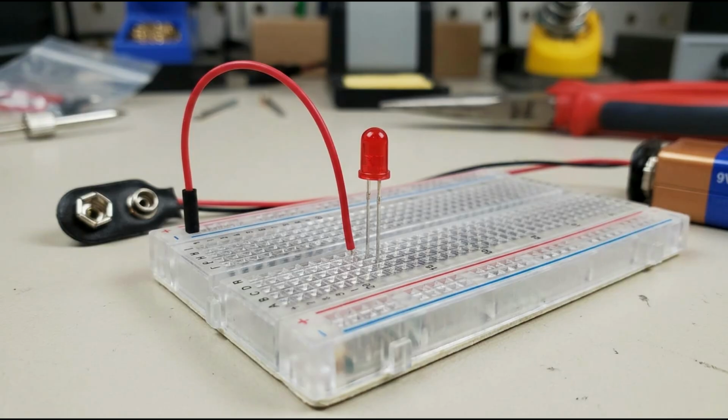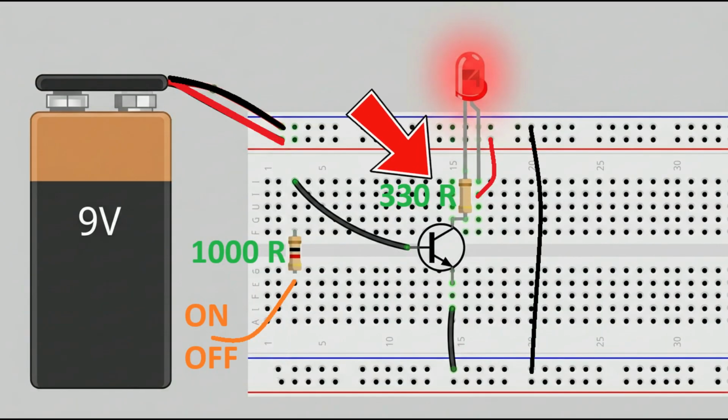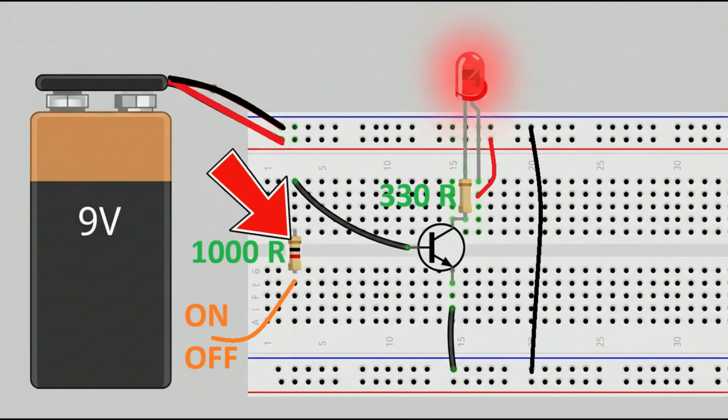Step 1. Connect the positive side of your power supply to one side of the LED. Step 2. Connect the other side of the LED to the 330 ohm resistor. Step 3. Connect the other end of that resistor to the collector pin of the transistor. Step 4. Connect the emitter pin of the transistor directly to the negative side of your power supply, which is usually ground. Step 5. Take your 1000 ohm resistor and connect one end to the base pin of the transistor.